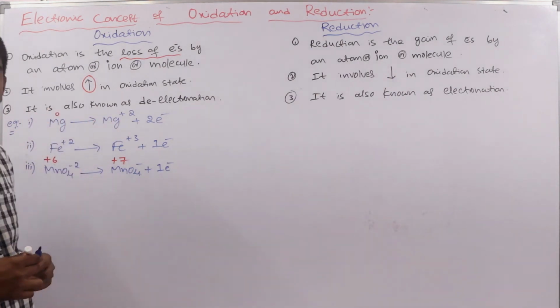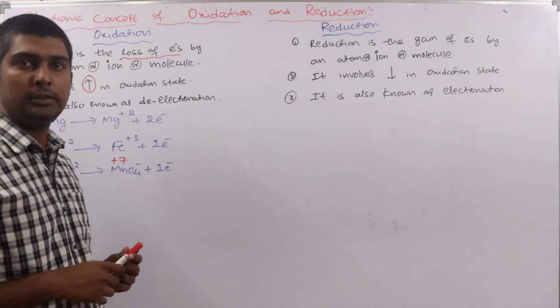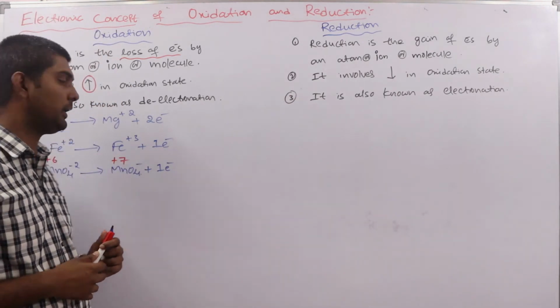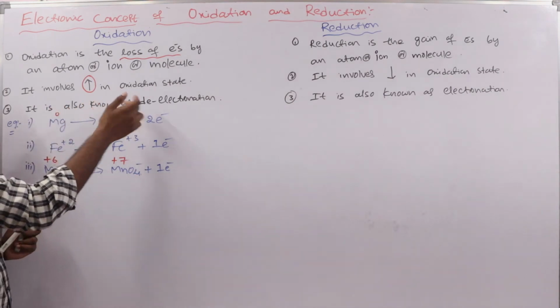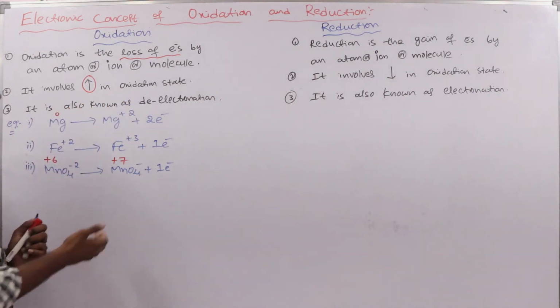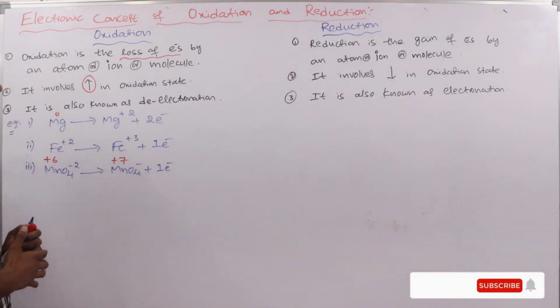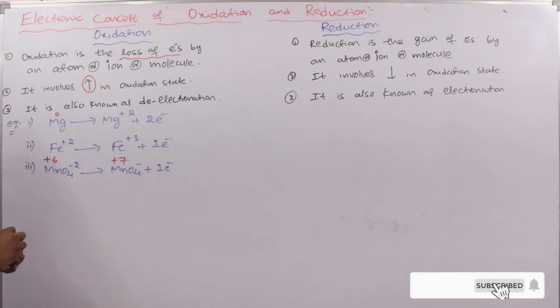Already we discussed the rules to assign the oxidation state in the previous lectures. So here 0 to +2 means oxidation state is increased, so that's why they are undergoing oxidation. It is also known as de-electronation. Electrons are removed, so that's why it is also called de-electronation.